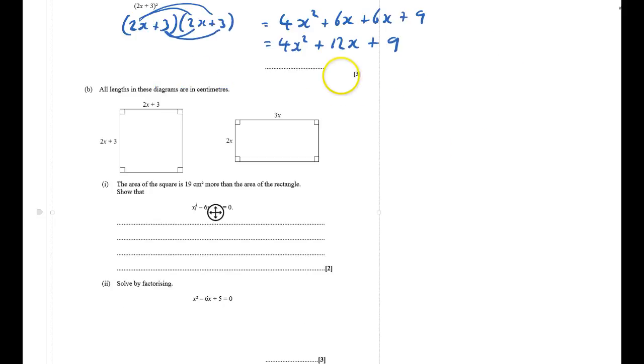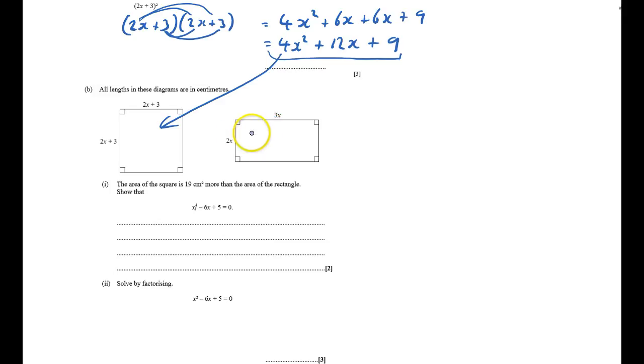These lengths in centimetres, 2x plus 3 times 2x plus 3, the area of the square is 19 more than the area of the rectangle. Well, the area of this square, I've just worked it out, is that bit there, the whole of that. And the area of this rectangle is 2 times 3 is 6, x times x is x squared. So that's 6x squared. And so the area of the square is 19 more than that.